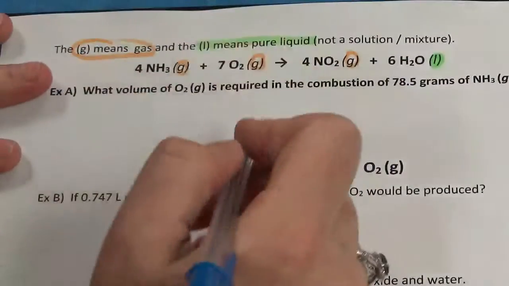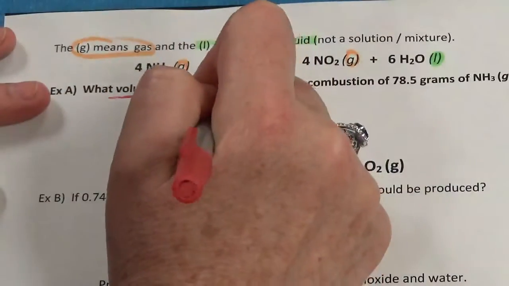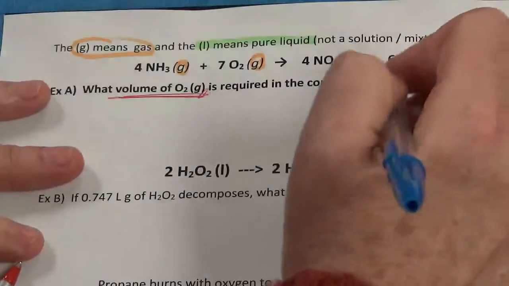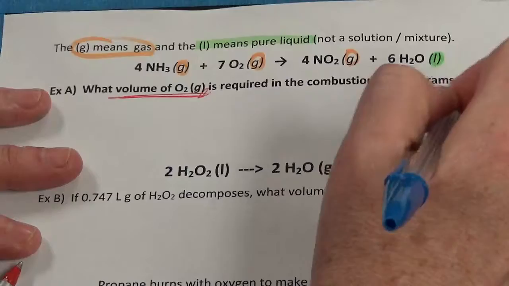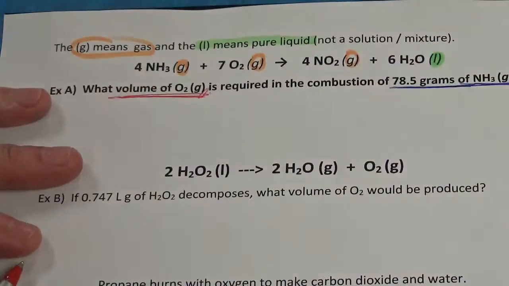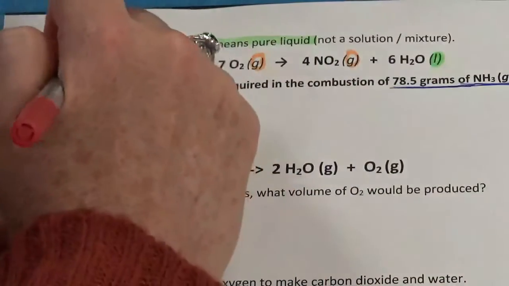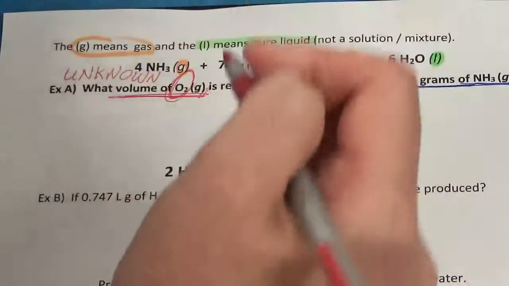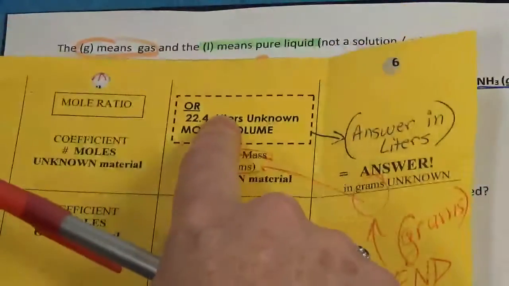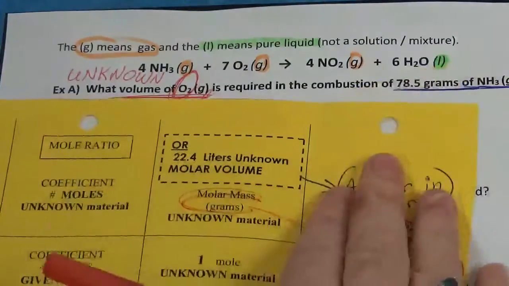When we read it, we see that it says what volume of oxygen as a gas is required in the combustion of 78.5 grams of NH3. Notice it says what volume of oxygen. That means oxygen is my unknown. It's the material of the question. And since I'm wanting volume of it, we're going to want liters to be at the end. We want our answer in liters, so the end of our foldable will be open.